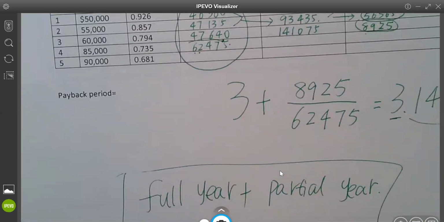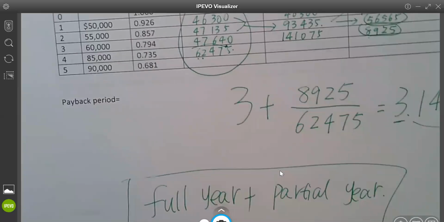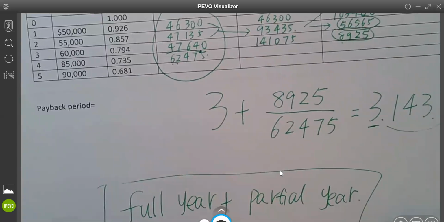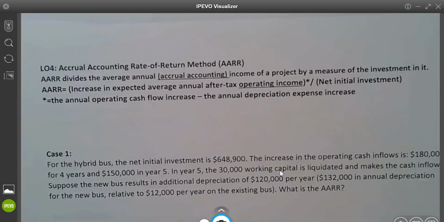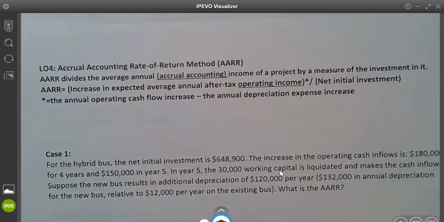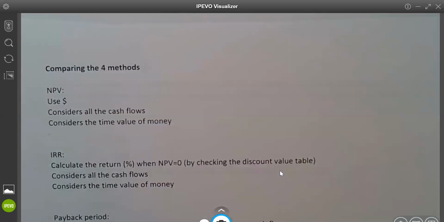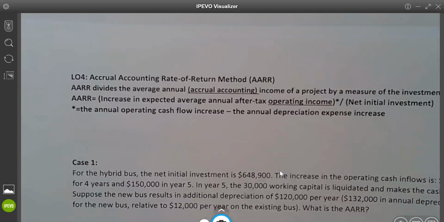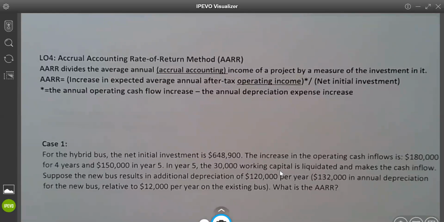Okay, I hope you enjoy this method. I don't really worry my students with this method. So let me know if you have any questions. In the next video we will cover, finally, the last part of our methods. We call it accrual accounting rate of return. And then we compare the four methods. Then we are done with the first part. Oh yeah, I'll see you next time.